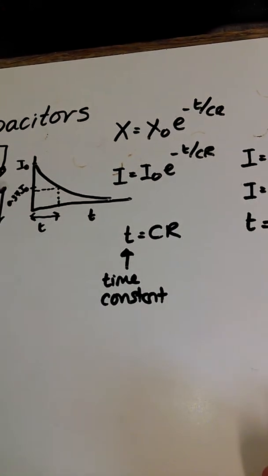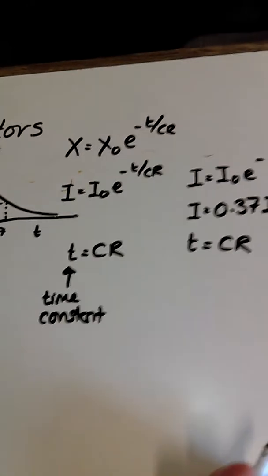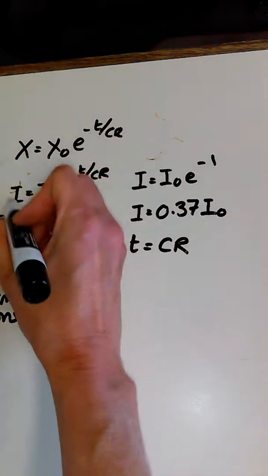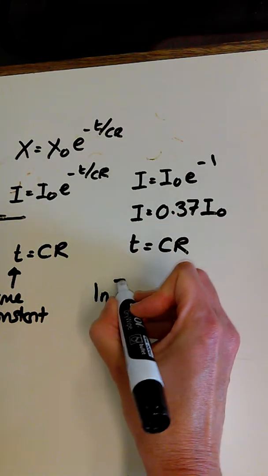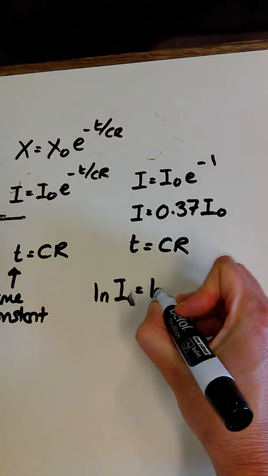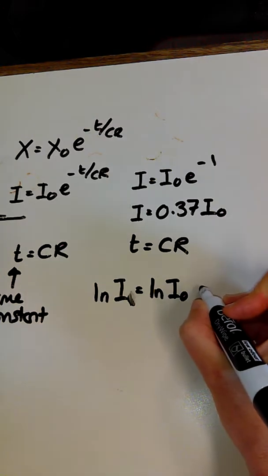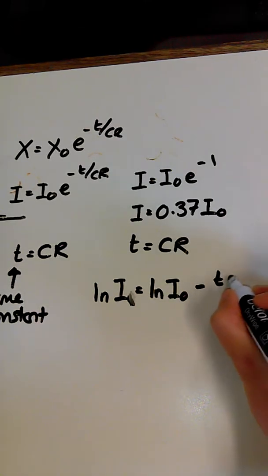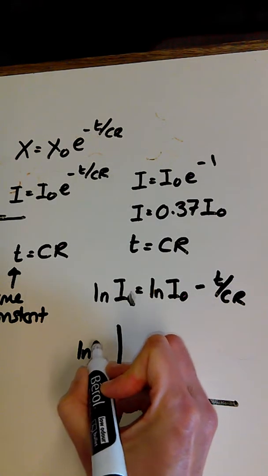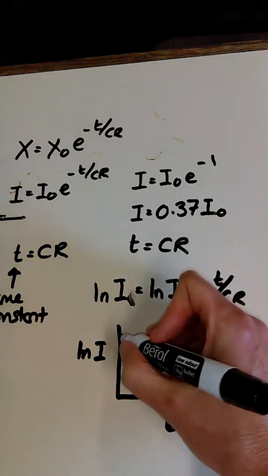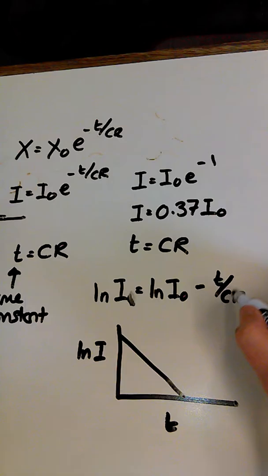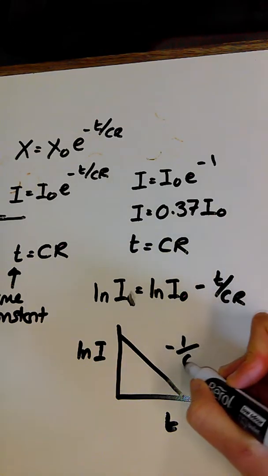The other way they might get you to do it, I doubt whether they would, but they might, is to take natural logs of the equation. Because if you took natural logs of this equation here, you'd get the natural log of I is equal to the natural log of I0 minus t over CR. Then, if you plotted a graph of log I against t, you'd get an intercept of log I0 and you'd get a gradient of minus 1 over CR.